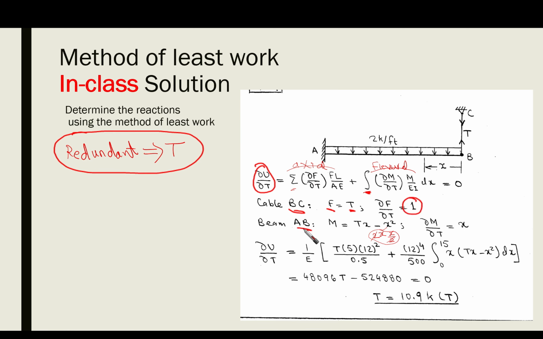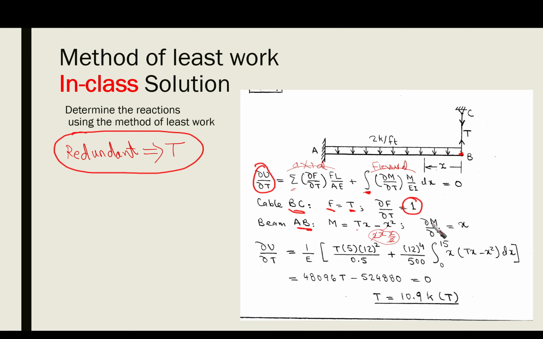For member AB, M in terms of T is going to be T times X, if we take B to be our origin, and this is X. So the moment at any point along this beam AB is going to be T times X minus the distributed load times half of the distance, right? So it is going to be T times X minus 2 times X, which is the distributed load, times X over 2. 2 cancels 2, and then we end up with X squared, and there is a minus here.